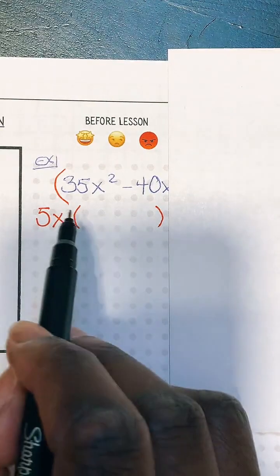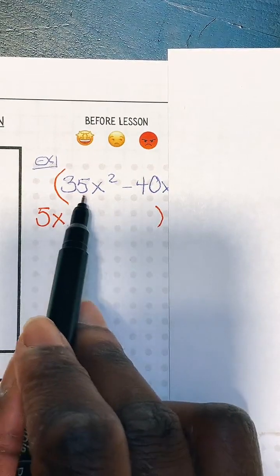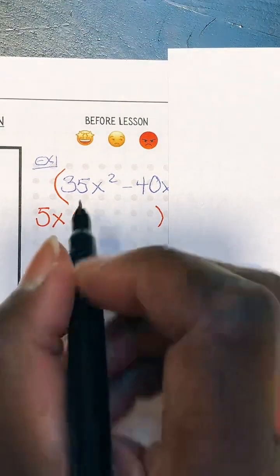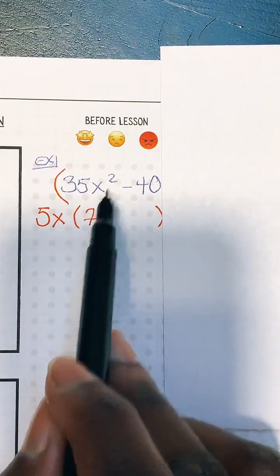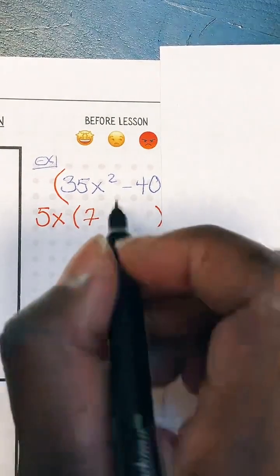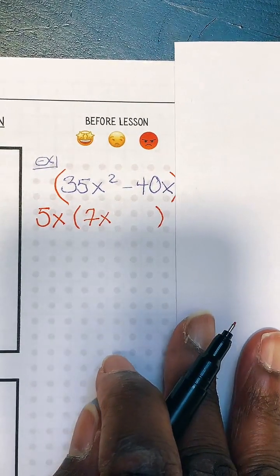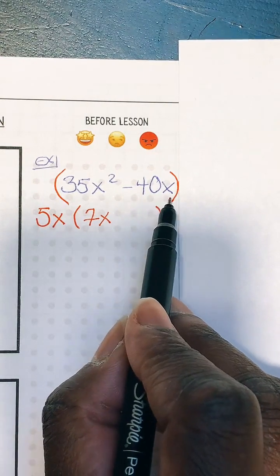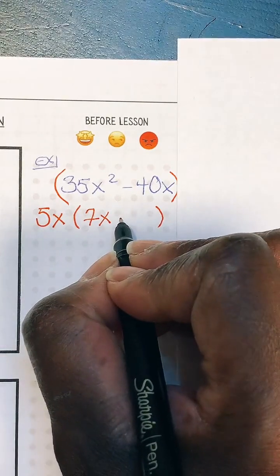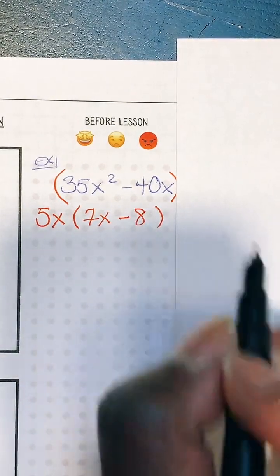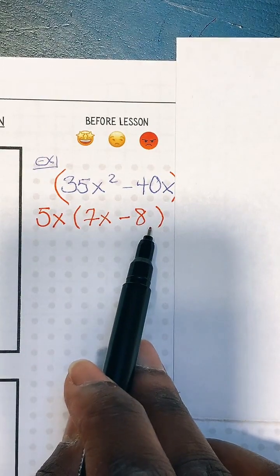All right. So now we got 35x squared divided by 5x. So 35 divided by 5, that gives me my 7. We have 2 x's. We factor out 1. We have 1x left over. Now, we have a negative 40x. So a negative 40 divided by 5 gives me a negative 8. We have 1x. We factor out 1x. We don't have any x's left.